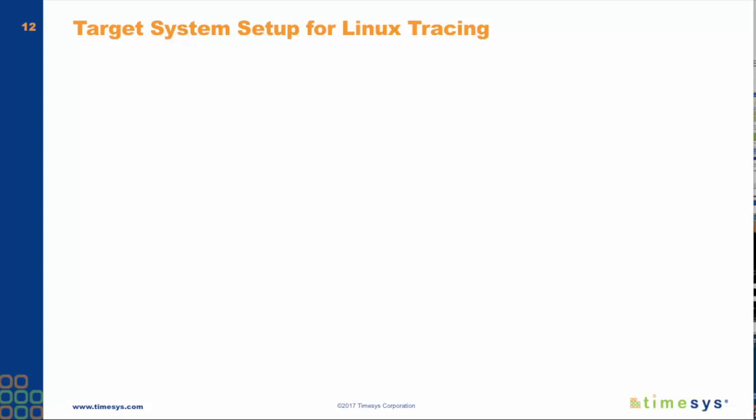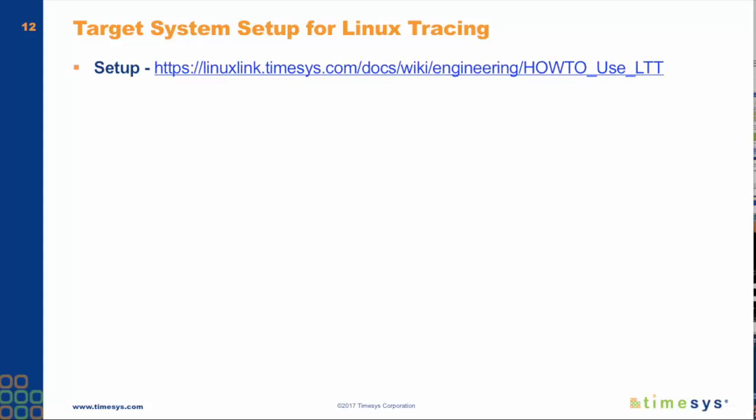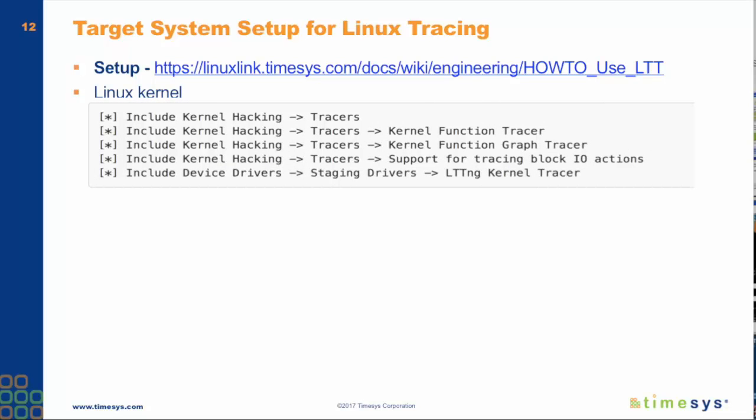To start the tracing, we have to first set up our target for tracing. Timesys has prepared a document that outlines step by step the process of preparing your target system for Linux Trace Toolkit Next Generation. There are two steps. Step one is we have to adjust the Linux kernel.